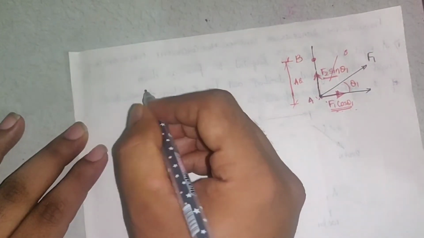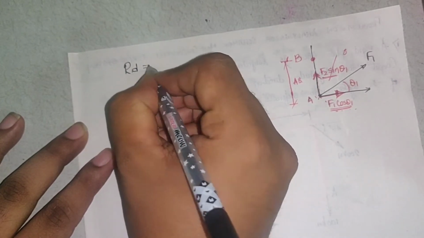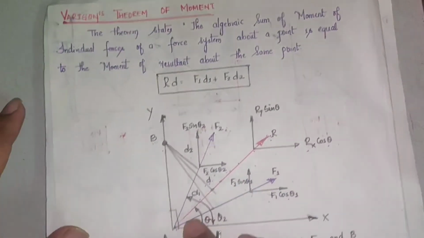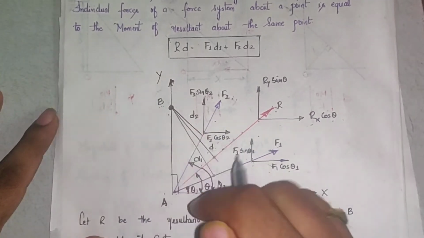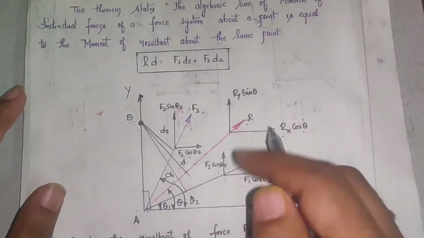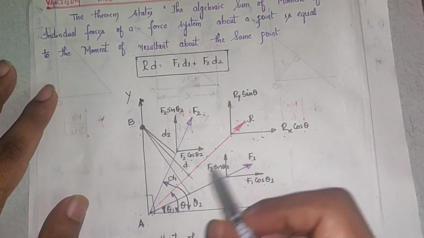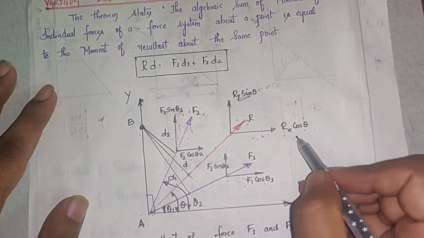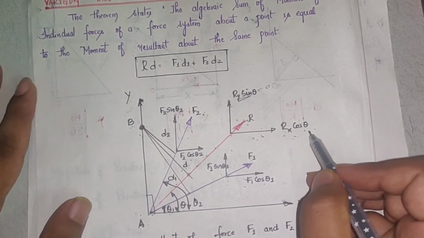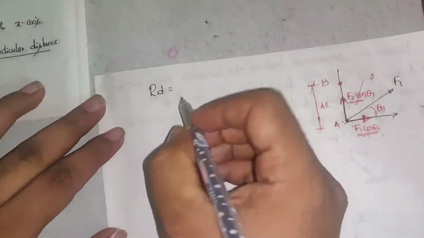So the moment caused by the resultant is what? R into D. I'll show here the moment caused by the resultant, this red line, about B. Force into perpendicular distance D, so R into D. Where should I place these two forces? I should place these two forces at point A such that this force will be equal to 0, and this force is Rx, that is R cos theta, into perpendicular distance AB. So R into D is the moment.